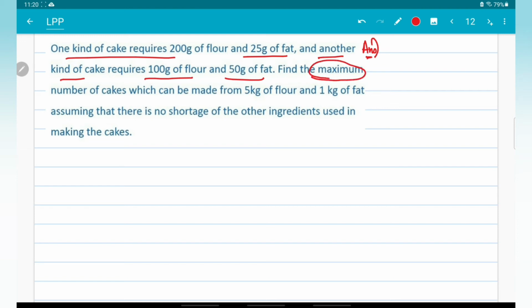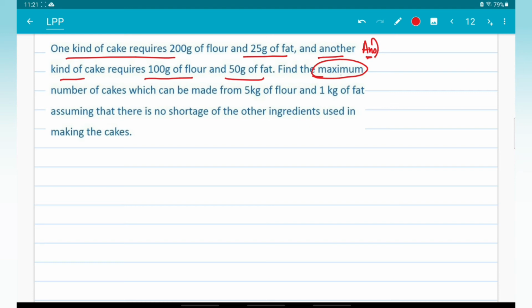For these kinds of questions, you yourself have to make your objective function and the inequalities on your own, and then you have to plot the graphs. In this kind of question you have to identify what you have to do. Since they have asked us to find the maximum number of cakes, our objective function is one in which we have to maximize z. If they had asked us to find the minimum number of cakes, we would have had to minimize z.